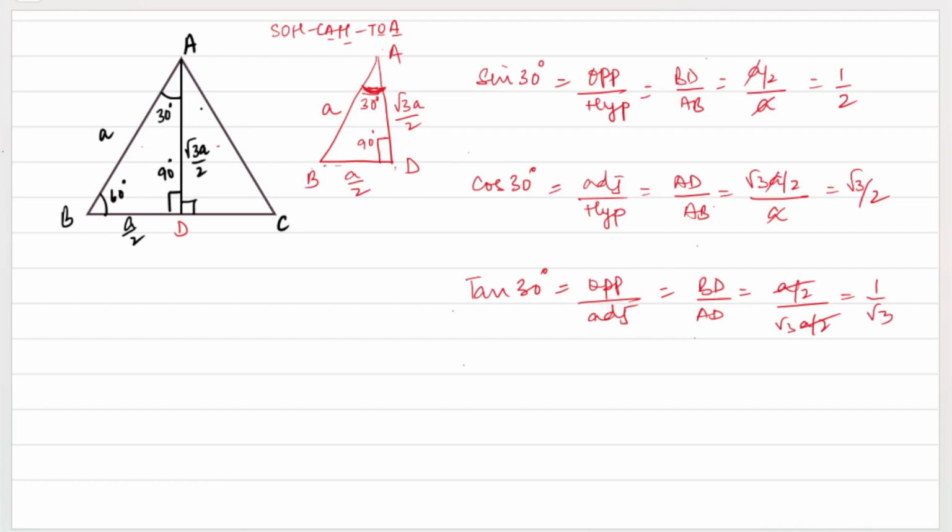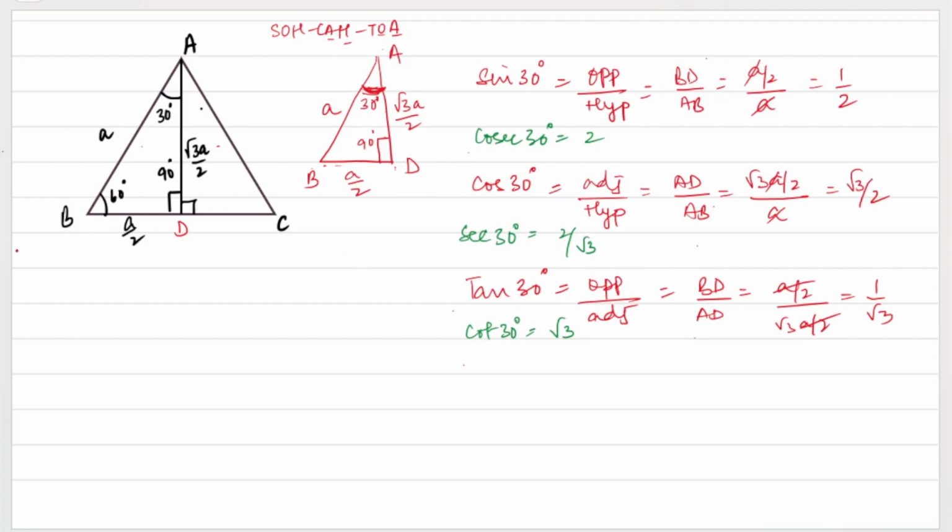Now, if you want to get the values of the other three ratios, we know that cosec 30 is just the reciprocal of sine 30. So cosec 30 will be equal to, what is the reciprocal of 1/2? 2. For secant 30, that's the reciprocal of cos 30. And what is the reciprocal of root 3 by 2? It's 2 over root 3. And for cot 30, it's the reciprocal of tan 30. So it will be just root 3. Okay, so we are done with the 30-degree values.